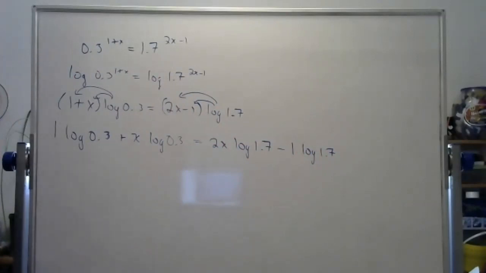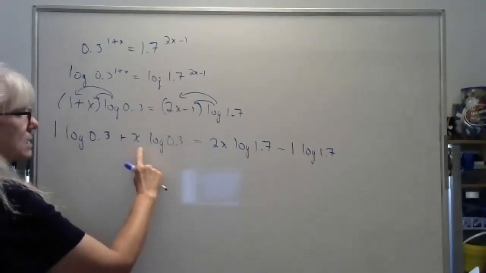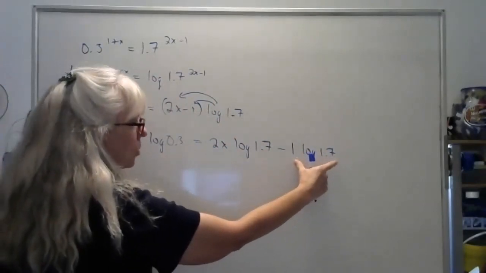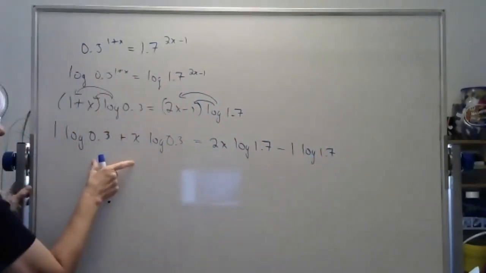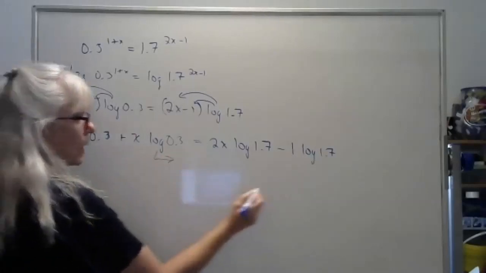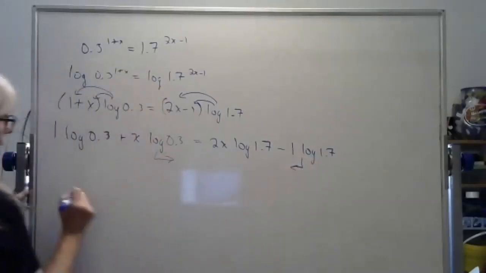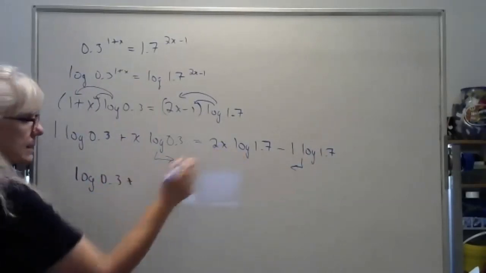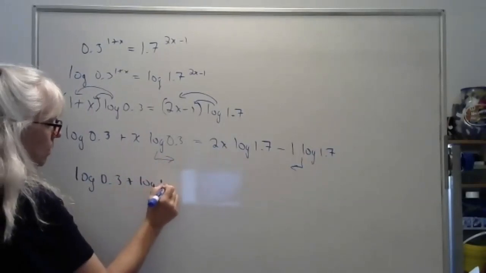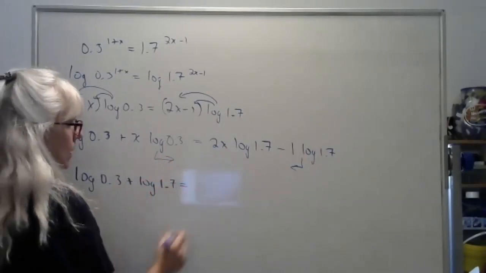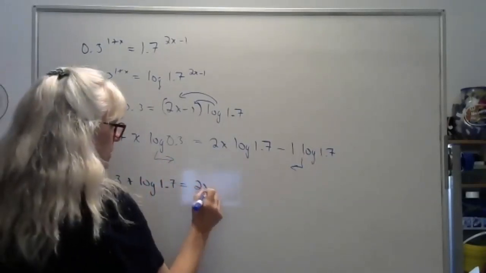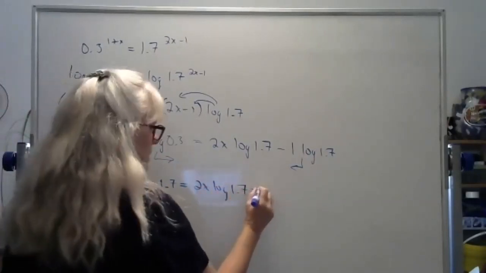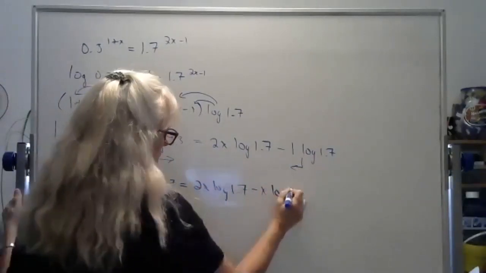Okay, well, I need everything that has an x on the same side. Everything else can go to the other side. So what I'm going to do is take this x log 0.3 over to the right side, and that'll make this negative log 1.7 come to the left side. So we're going to move this guy this way, and we'll move this guy this way. That'll give me the log of 0.3 plus, as I move over that other term, the log of 1.7. That's going to be equal to the 2x, the log of 1.7, minus x, log of 0.3.